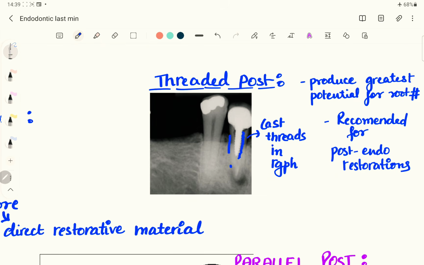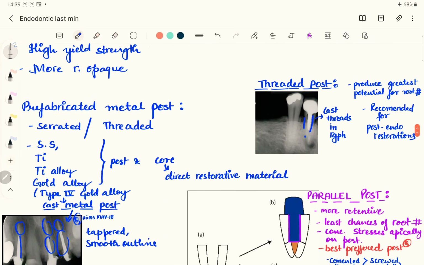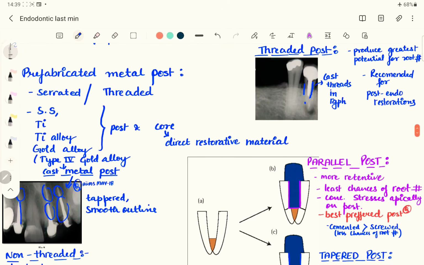But the main disadvantage is that since they are producing a lot of stresses onto the root canal, they have got higher potential for the fracture of the root. So vertical root fracture again can be seen if we use the threaded post. So it is recommended for post endo restoration, and they produce higher stresses onto the root canal, and therefore they have got the highest potential for root fracture. And that's the reason we shouldn't use threaded post, because we have got higher chances of having a root fracture.